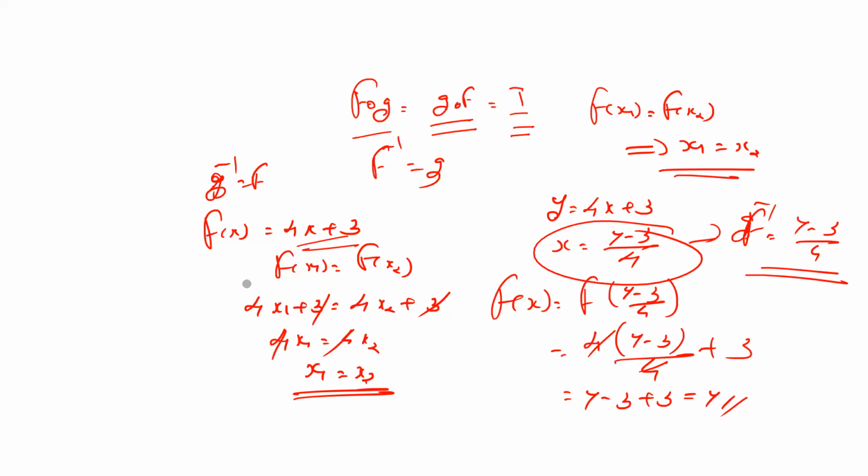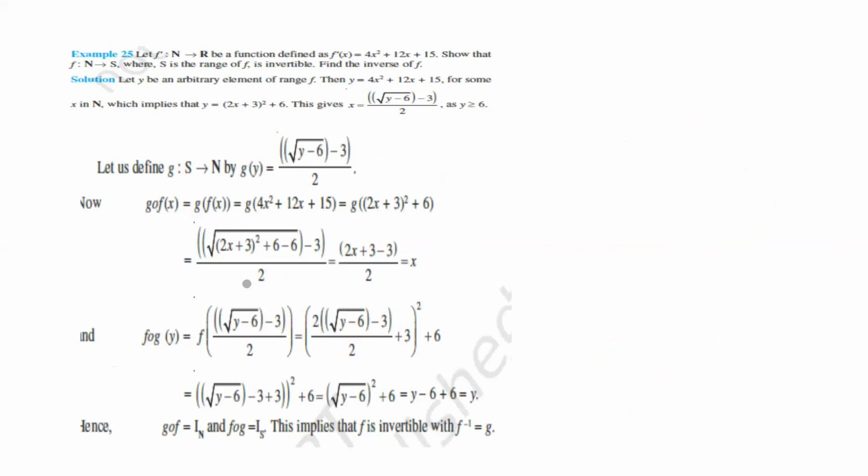Since the function is 1-1 and onto, what can you say? The function is invertible, and the inverse is what you have got: x in terms of y, that will be the inverse. Now, y is equal to 4x plus 3. It is a linear function.